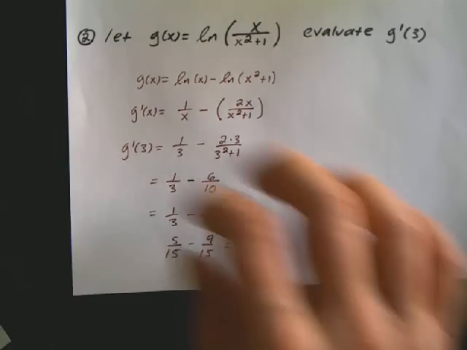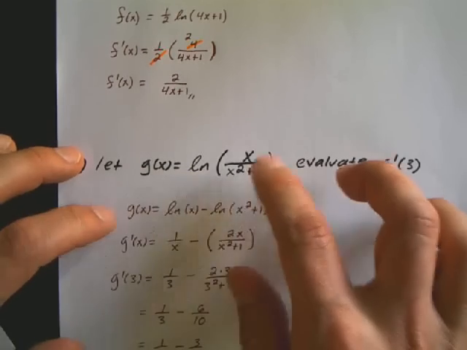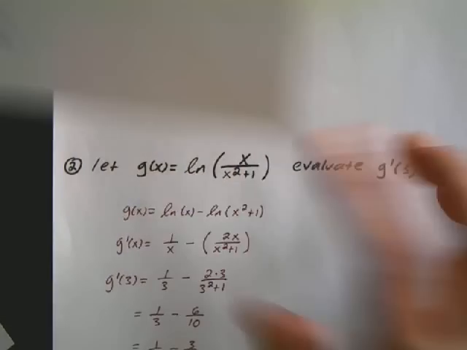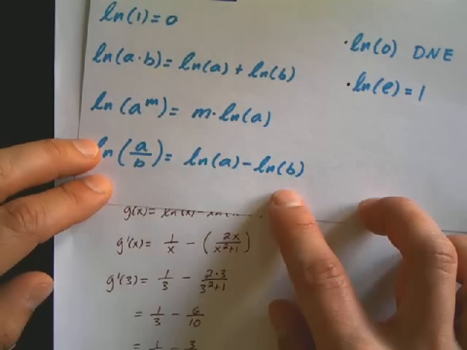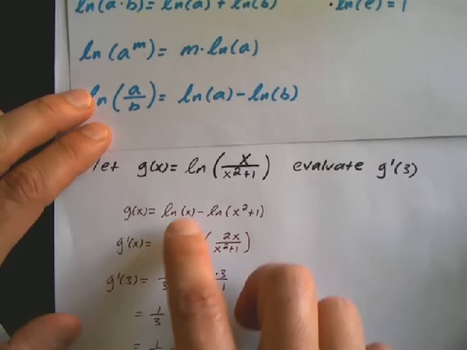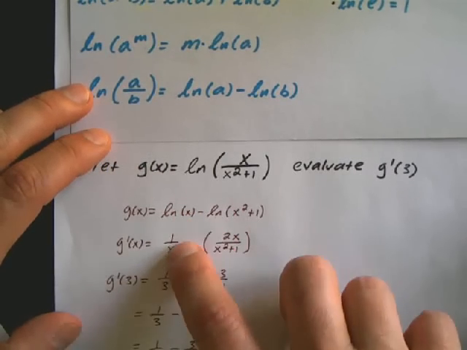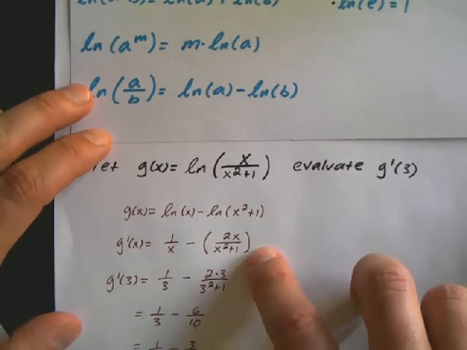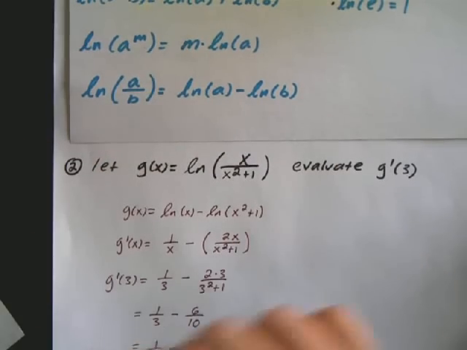So the main idea is that if you have a logarithm that has multiple terms in it, you want to use these properties to simplify as much as possible, and then just take individual derivatives. So the derivative of this term and the derivative of this term makes it a whole lot easier.